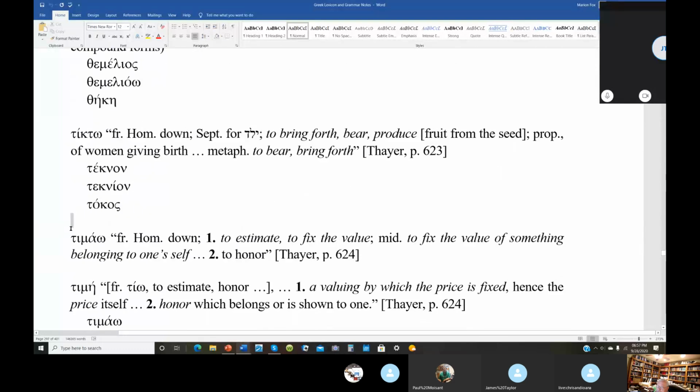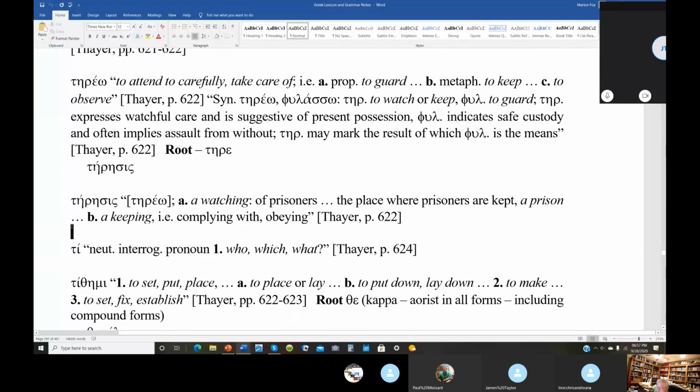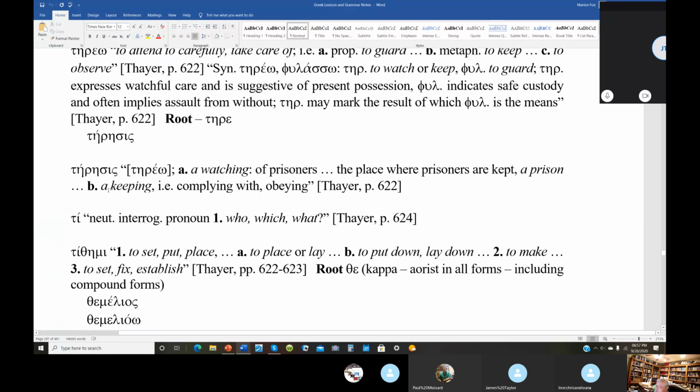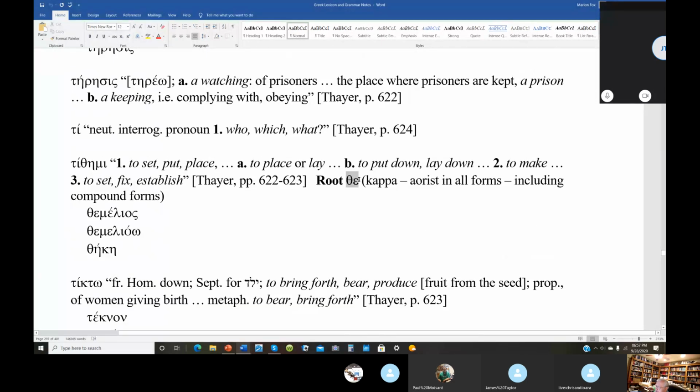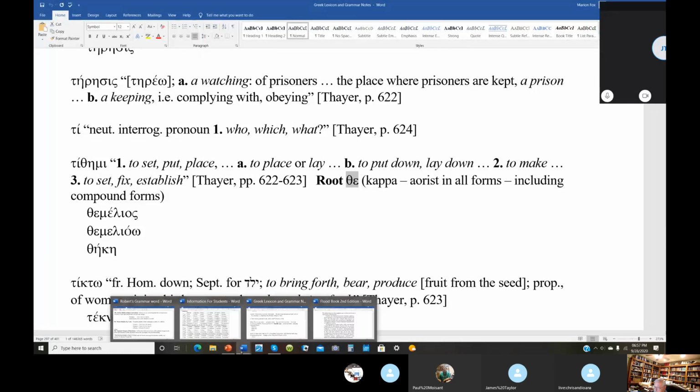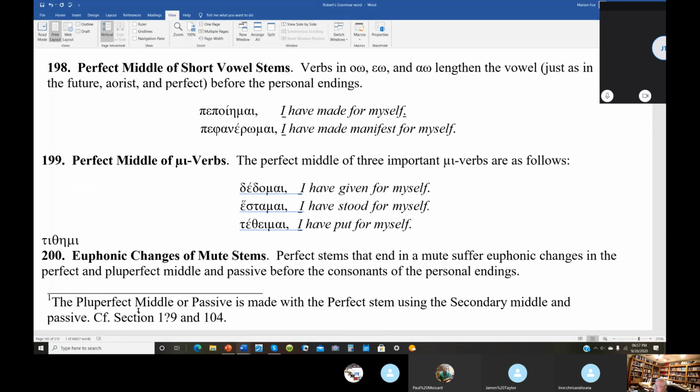Theta, went past it. Right here it is. There's your root. That's what I thought. That was your root. Okay. All right. So we come back now. Go back over here to it. That's your root, right there, what I had highlighted.